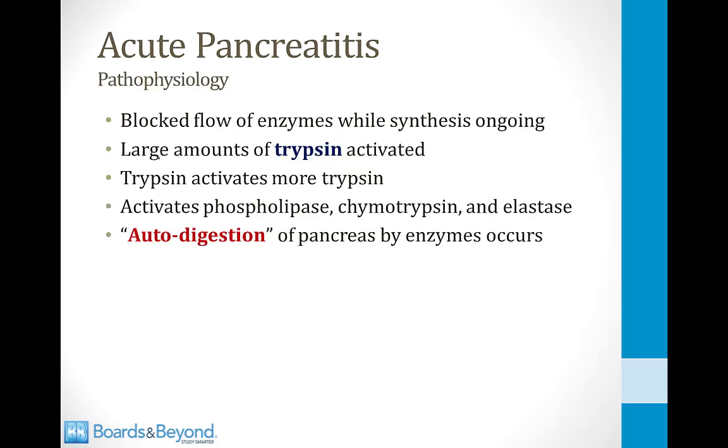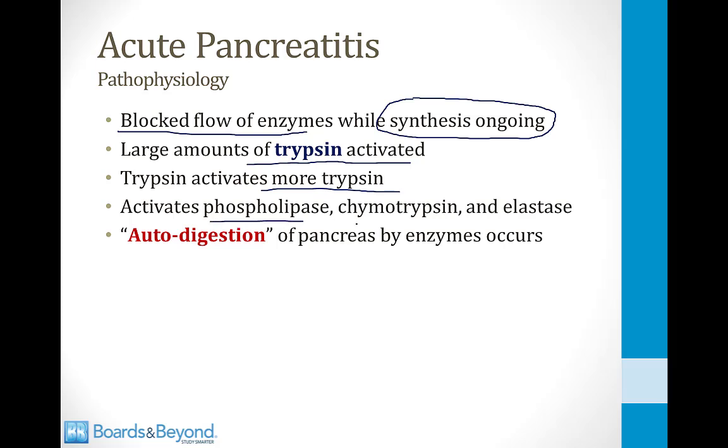The pathophysiology of acute pancreatitis involves the blocked flow of pancreatic enzymes while the synthesis of those enzymes is ongoing inside the pancreas. As a result, large amounts of trypsin get activated. I talk about trypsin in more detail in some of the GI physiology modules, but trypsin can activate more trypsin. It can also activate other pancreatic enzymes like phospholipase and chymotrypsin and elastase, and all of these activated enzymes begin to auto-digest the pancreas. In other words, the pancreas begins to consume itself.